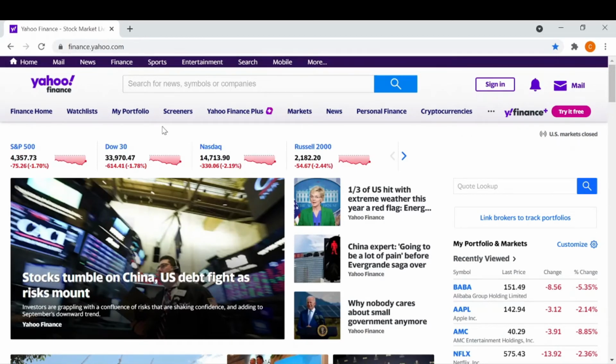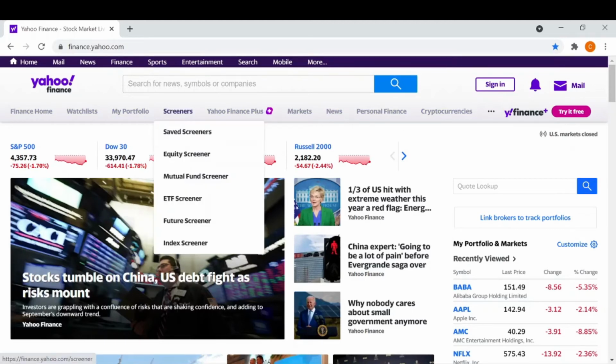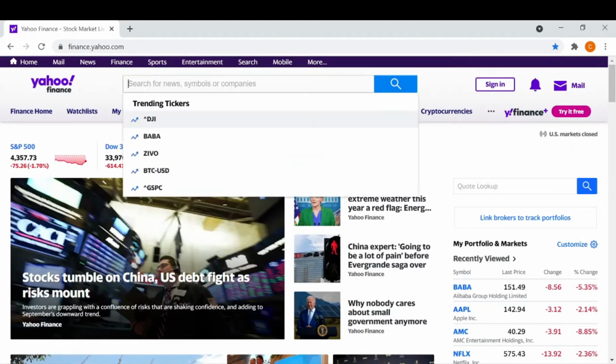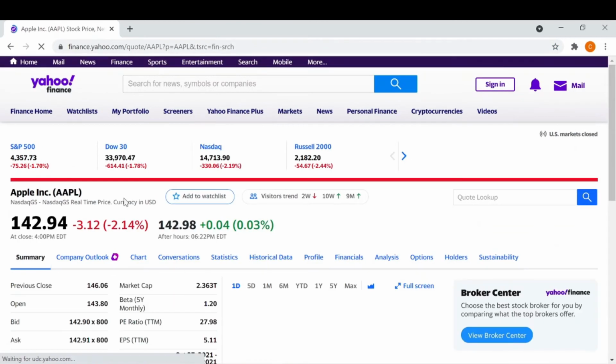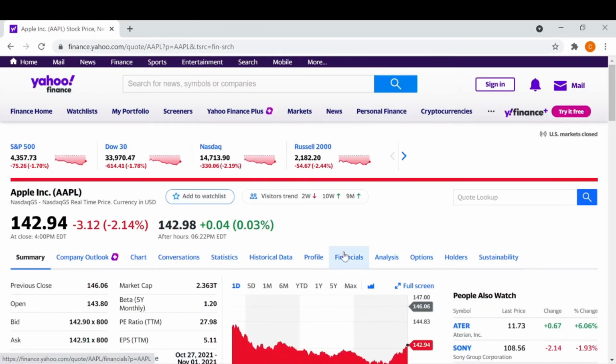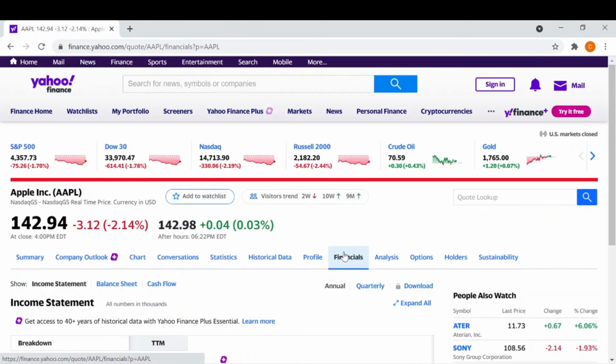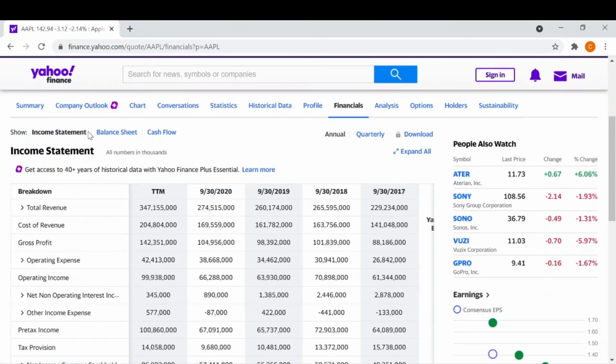Any publicly traded company in the United States has to file their income statement. So if we go to Yahoo Finance, we can search any company we want. So let's just look up Apple, and it's going to bring you to this page. You just go ahead and click on Financials, and it'll bring you to your income statement, balance sheet, and cash flow, and it's going to look like this.